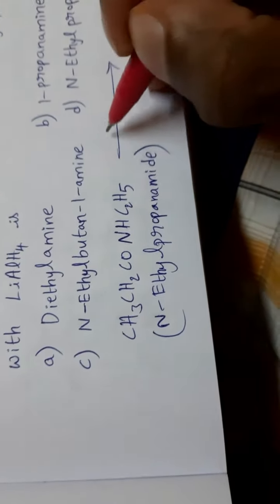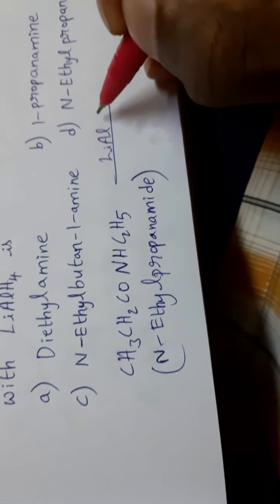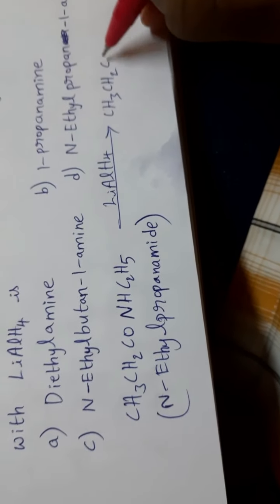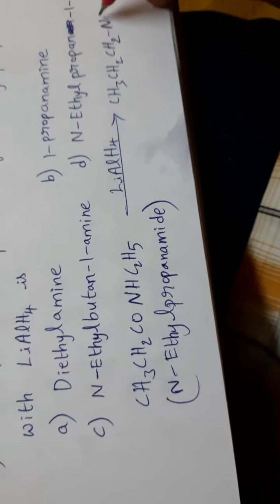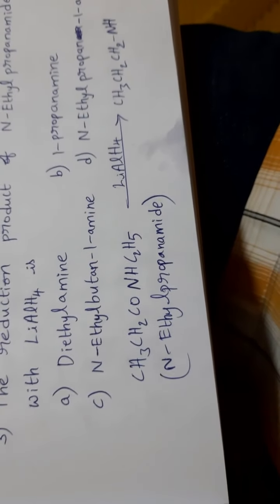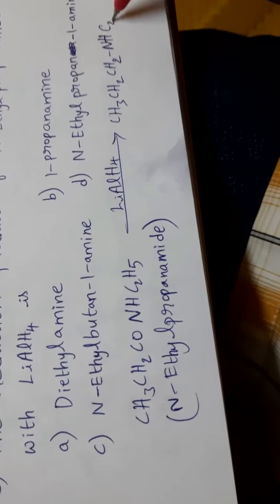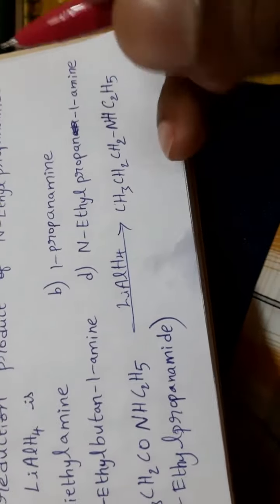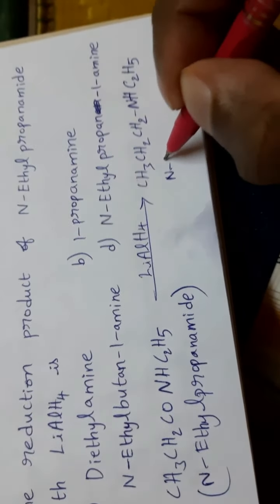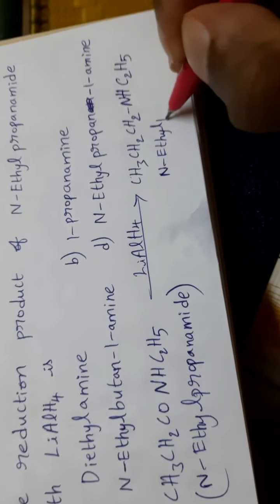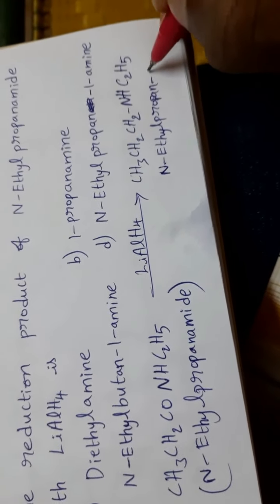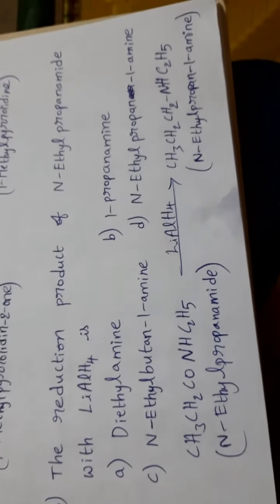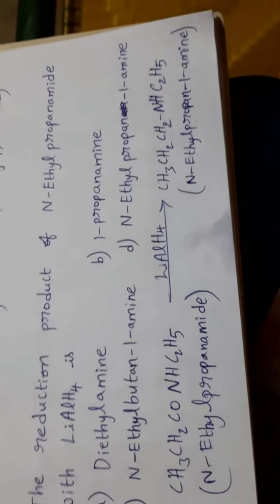When this amide is treated with lithium aluminum hydride, then product is CH3, CH2, CH2, NH, C2H5. Here two alkyl groups attached to the nitrogen. It is a secondary amine. Its name is N-ethyl propane 1 amine. So what is the product in this case? Option D is the answer.